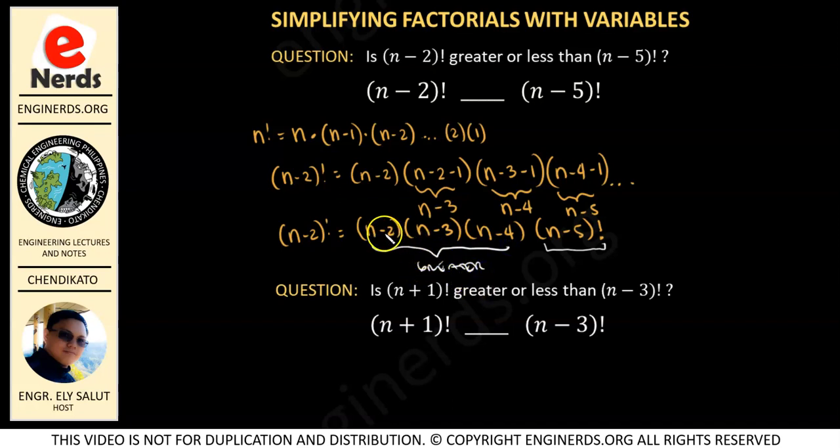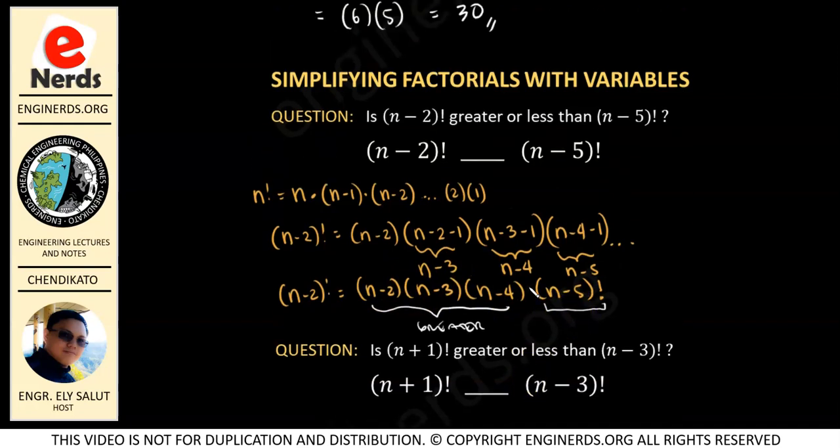Okay, because you need to subtract 2, subtract 3, subtract 4 until you reach n minus 5 factorial. So, therefore, n minus 2 factorial is greater than n minus 5 factorial.